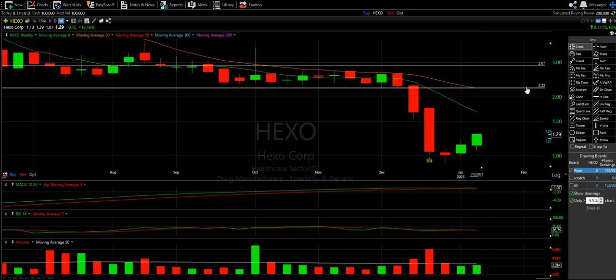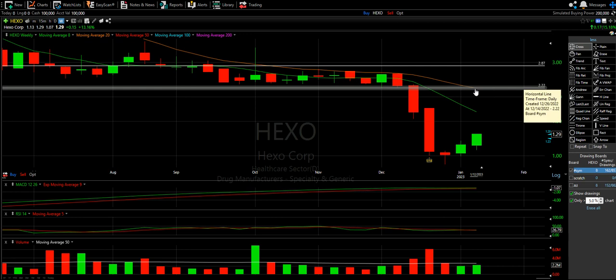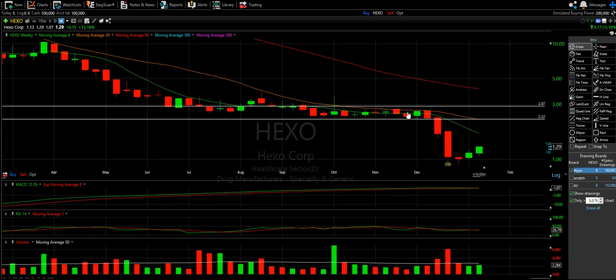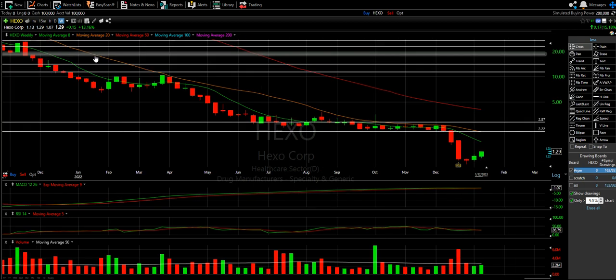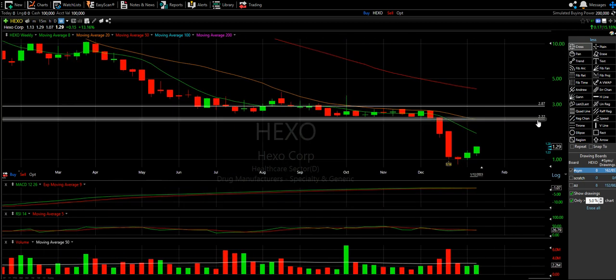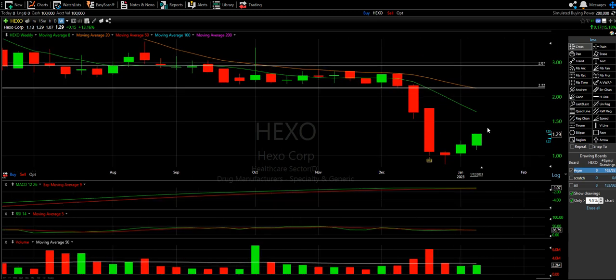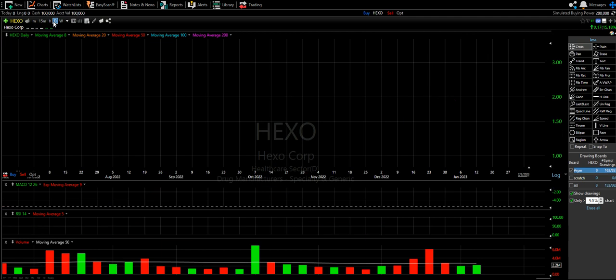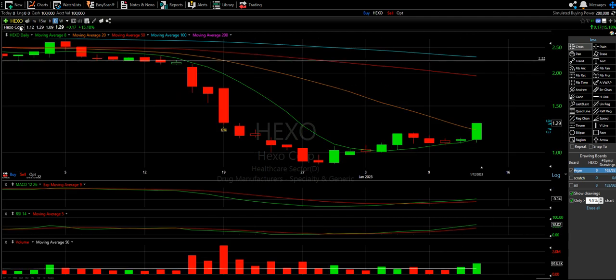But look at what the 222 number is. It's actually the 20 on the weekly. And I mean, look how long it's been since we've been over the 20 on the weekly. That 222 could be a pretty magical number for the Hexo stock. So keep that in the back of your pocket. But yeah, a lot of positivity here. This is actually a very pretty chart.